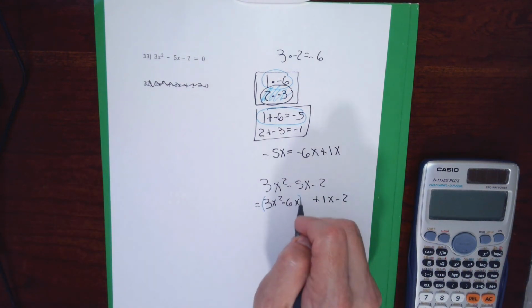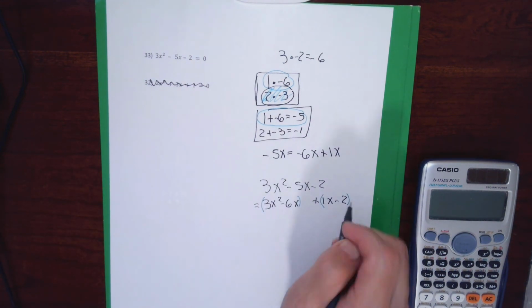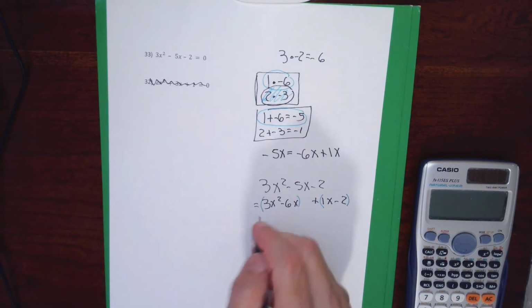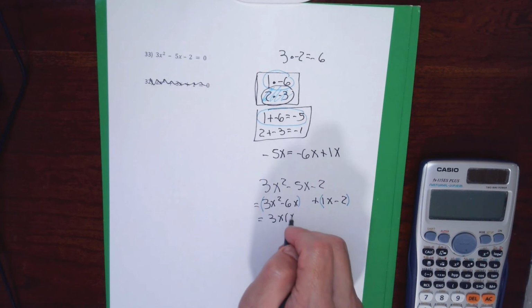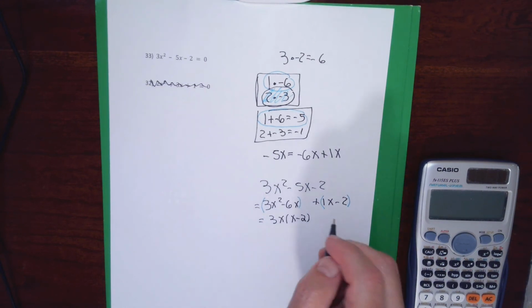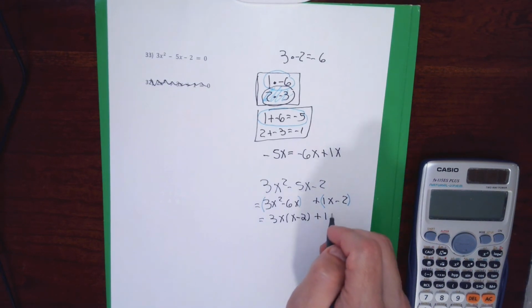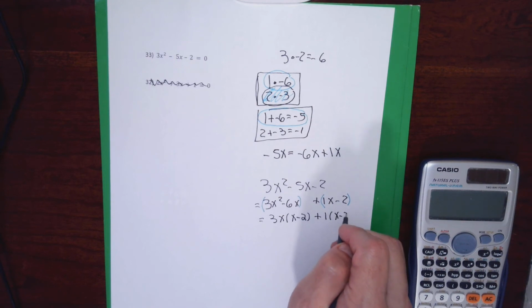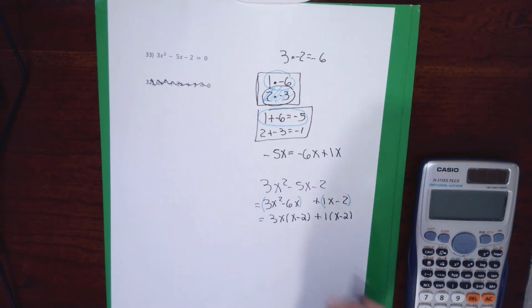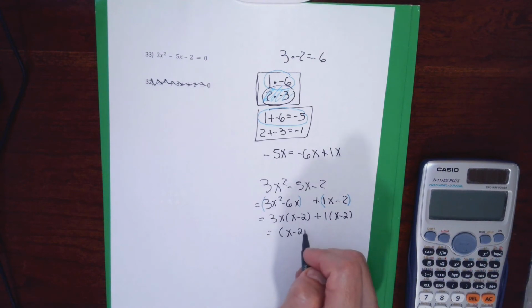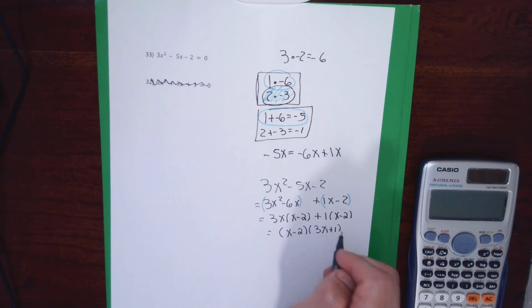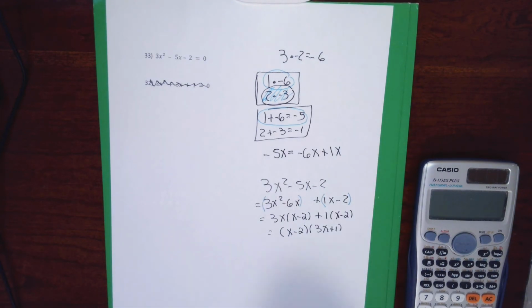Insert my parentheses. First parentheses, I factor out a 3x, and I'll be left with an x minus 2. Second parentheses, factor out a 1, and be left with an x minus 2. And then I have the common factor of x minus 2, followed by what's in front of the common factors, 3x plus 1.